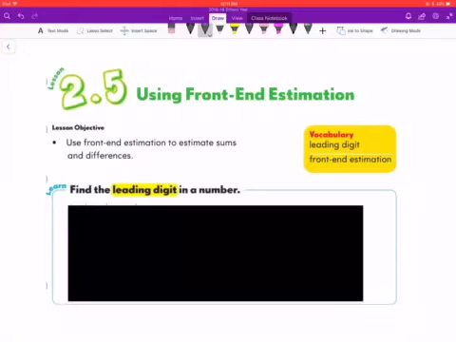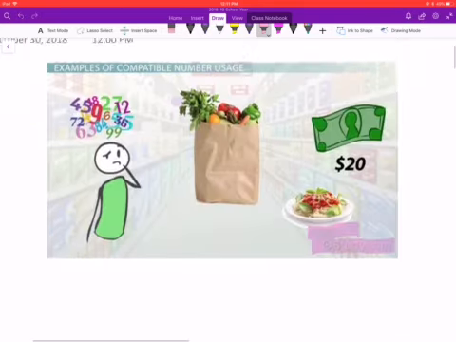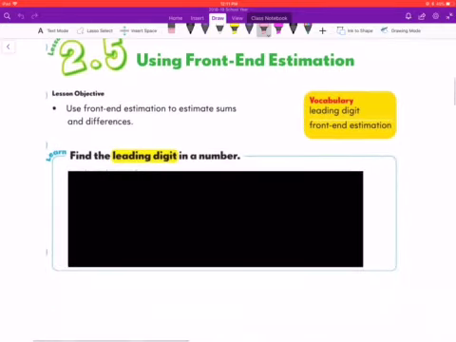Hey, third graders, here we are with 2.5, a new lesson today using front-end estimation. And we've got two vocabulary words that we're going to be exploring today. First is leading digit, and then next is front-end estimation. But our main goal today is to look at front-end estimation, using estimates to help us with sums and differences. Remember what sums and differences mean. Sums means to add together. Differences means to take away.